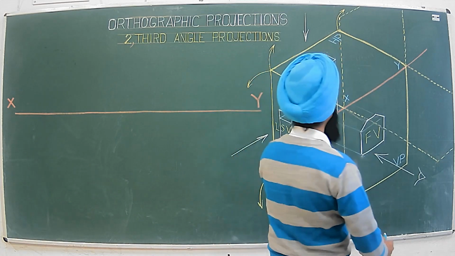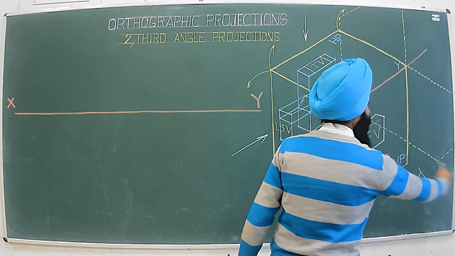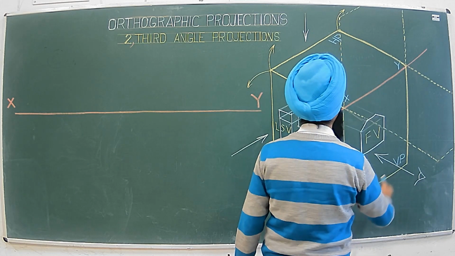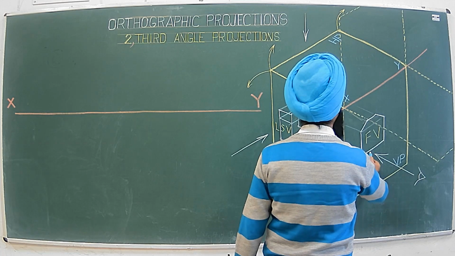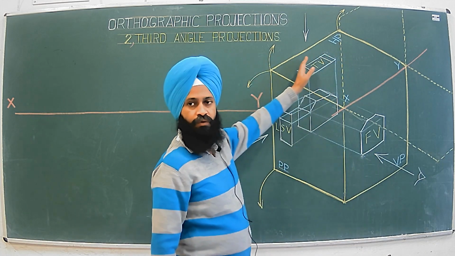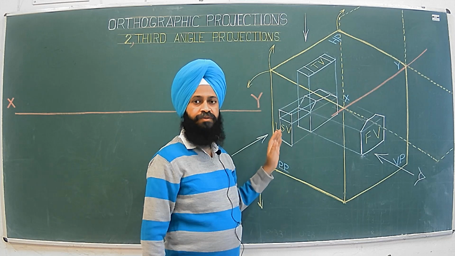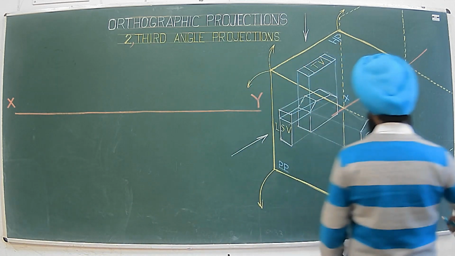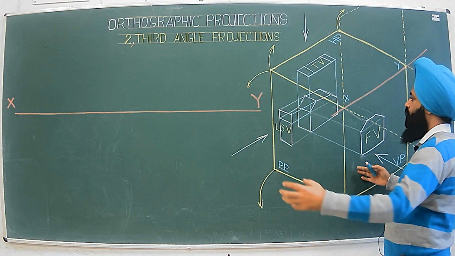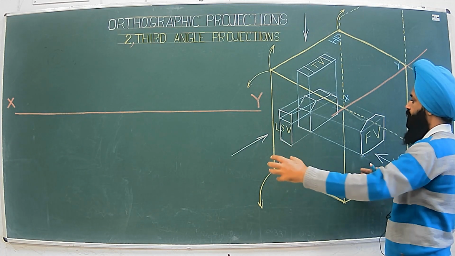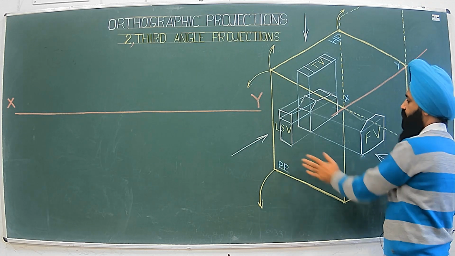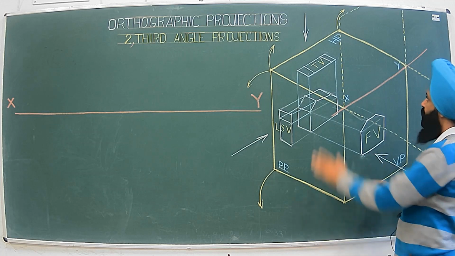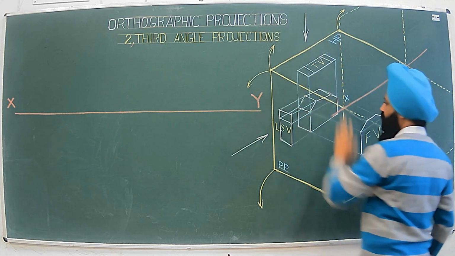So with respect to these quadrants, our front view is from the right hand side. The front view is drawn on VP, the top view is drawn on HP, and the side view is drawn on the profile plane, right? As you see from this front side, the left hand side view is drawn on the profile plane on the left hand side. Front view is drawn on VP, and top view is drawn on HP.